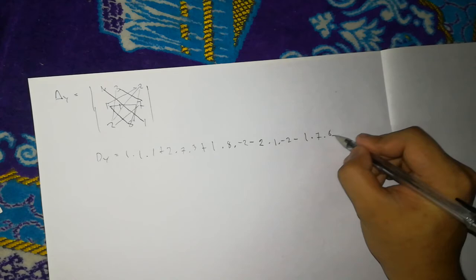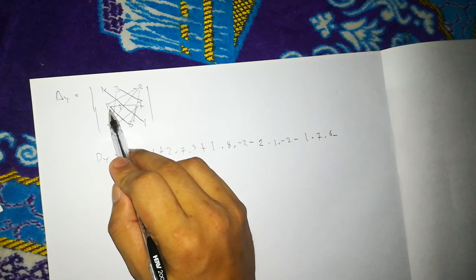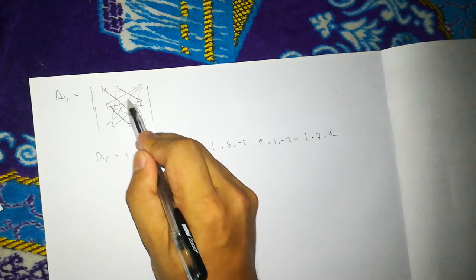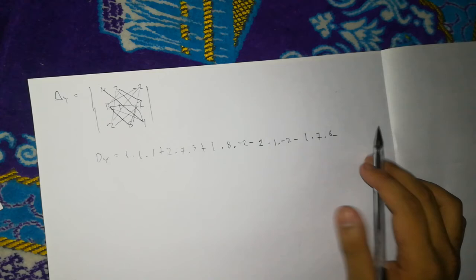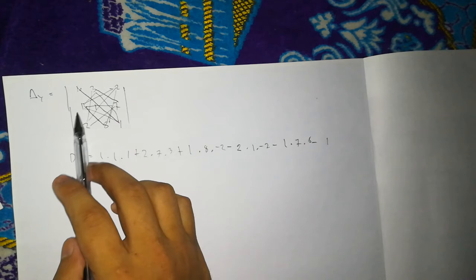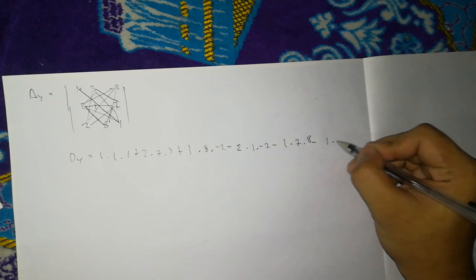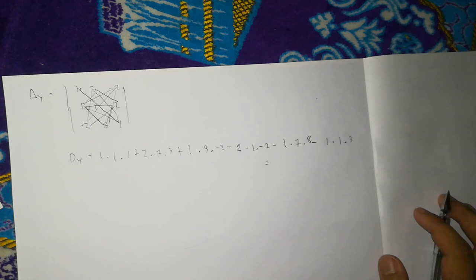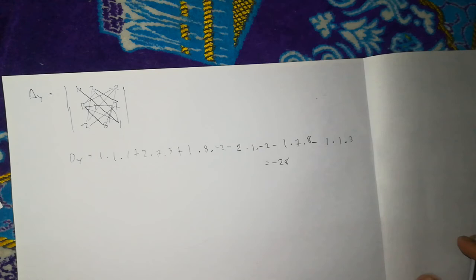Ganito naman. 1 times 1 times 3. Maganda talaga itsura nito kapag naayos siya. Pero ganito na lang. 1 times 1 times 3. Minus yan ha. Ito 8. 1 times 1 times 3. Kung ipo-compute siya sa calculator, ang magiging sagot dito is negative 28. Yan. So, nakuha na natin yung y, tsaka yung determinant.